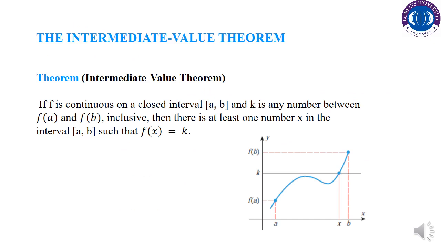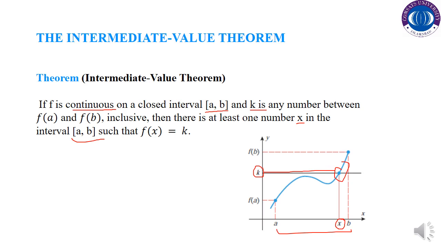The intermediate value theorem। This theorem says if f is continuous on the closed interval [a, b] and k is any number between f(a) and f(b) inclusive, then there is at least one number x in the interval [a, b] such that f(x) is equal to k.